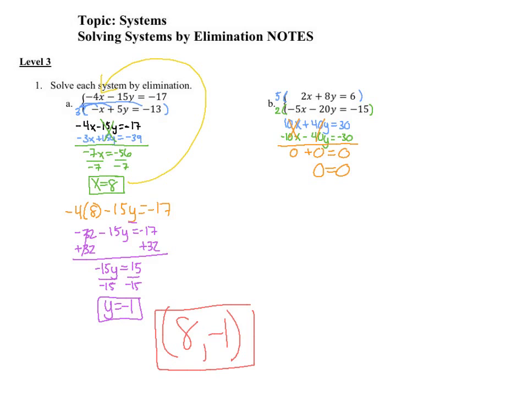Well, what does that mean? That means because 0 does equal 0, I have infinite solutions. If you were to graph these two equations, they would be right on top of each other. It would be the same line.